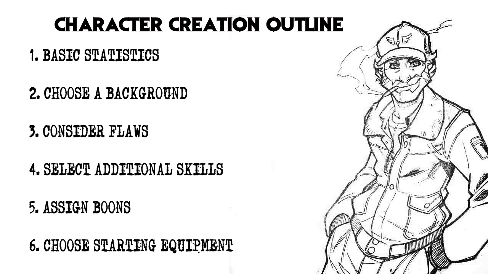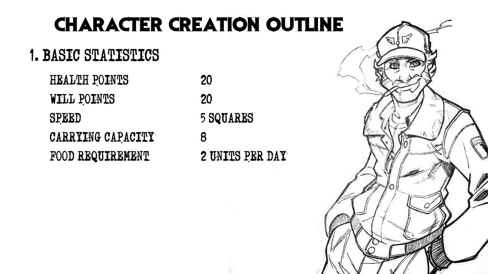And then the last step really is choosing your starting equipment. For basic statistics, all characters start with the same statistics, and their skills can raise any of these, and flaws can potentially lower them. But for everyone to start with, they have 20 health points and 20 will points. They have a movement speed of 5 squares. I don't do feet or meters, just to keep it simple for anyone of any country to follow along with. Carrying capacity of 8.